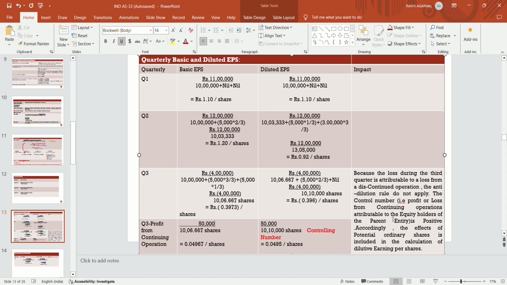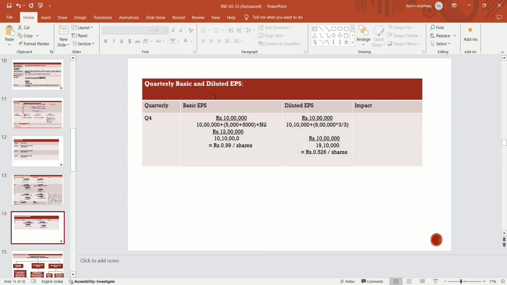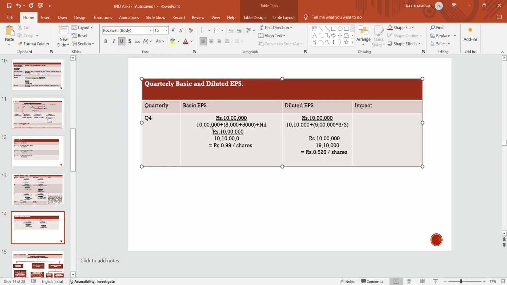Accordingly, the effect of potential ordinary shares is included in the calculation of diluted earnings per share. So this calculation is to be reported. Now quarter 4, the basic EPS is 10 lakh divided by 10 lakh plus 5,000 plus 5,000 for retail. Earning contingencies is not included in this. So only the retail contingencies is included in basic EPS. 10 lakhs divided by 10 lakh 10,000, so it becomes 0.99 per share.